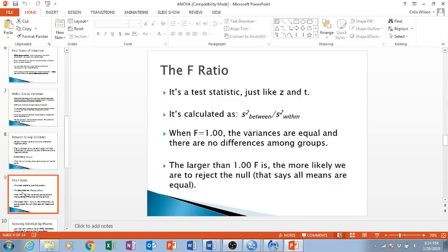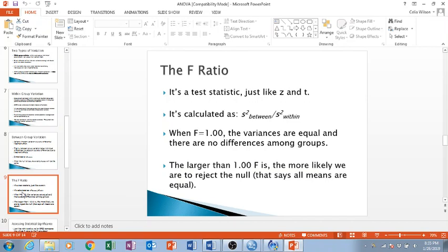All right. Now, the test statistic this time, rather than Z or T, is going to be called F. That F statistic is actually calculated by dividing how much variability there is between groups by how much variability there is within the groups. And when F equals 1, then that means there are no differences. So the further away F is from 1, the more likely we are to reject the null. So when we look at our SPSS output and we see an F of 10, then we're going to know, well, that might be statistically significant because it's pretty far from 1.